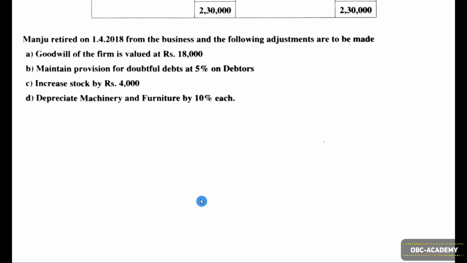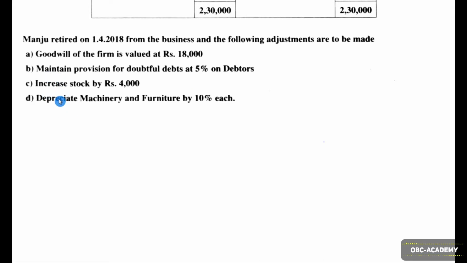In the adjustments, nothing is special here. Manju is retiring on 1/4/2018 from the business. The adjustments are as follows. Goodwill of the firm is valued at 18,000. We'll consider 18,000, and I'll tell you how you should treat this 18,000.